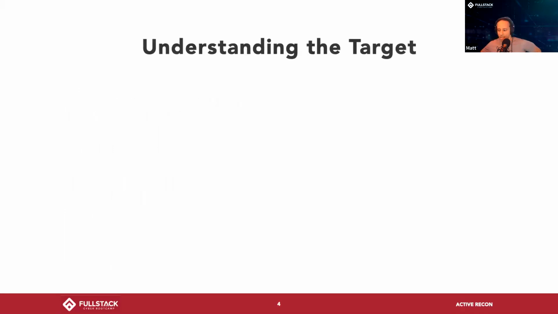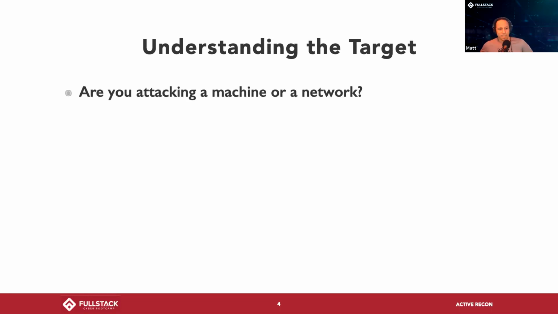All right, so understanding the target. We have some questions and kind of thoughts we need to have in our mind as we're going through all of PWK. So first thing is, are we attacking a machine or a network? I mean, obviously we're doing kind of both, right? We're on this network to attack it, but we have to make sure we keep context of what we're attacking, a specific machine or a specific network.